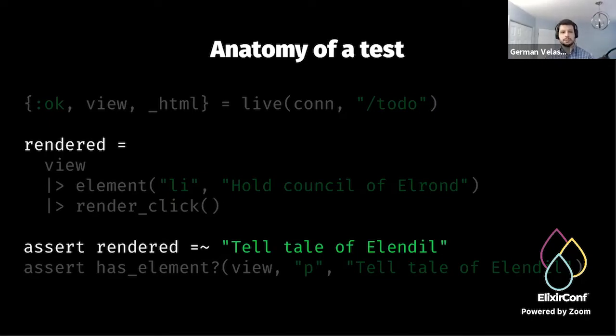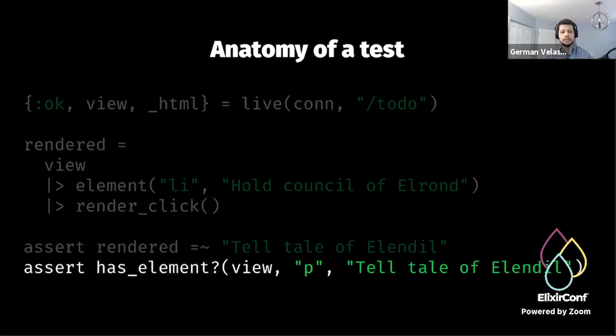And then we can expect the rendered text. We can assert some truths about what's rendered, or we can actually assert some truths about the view and an element in that view, and that's what has_element? is doing here. Let's talk about each of these in turn.